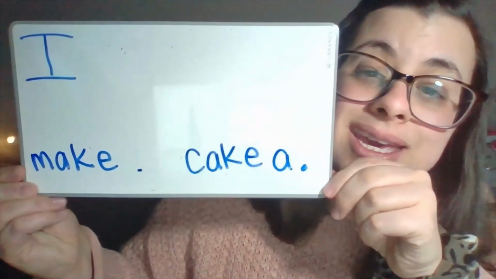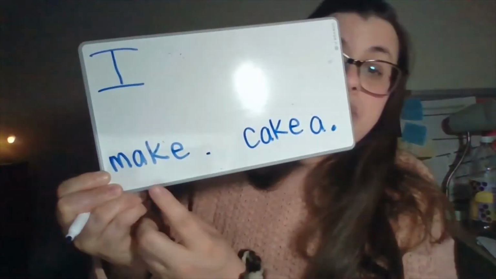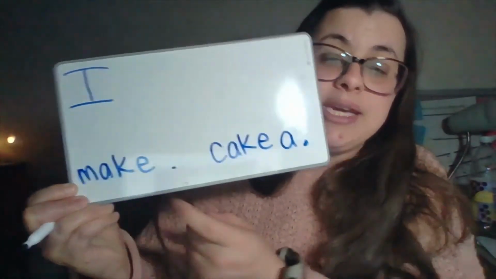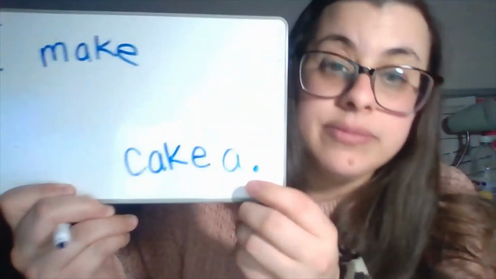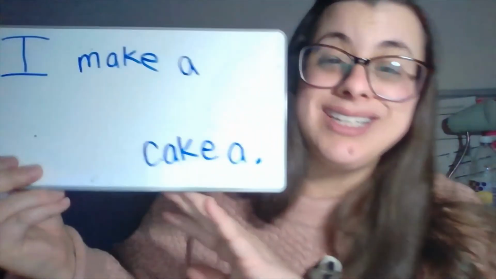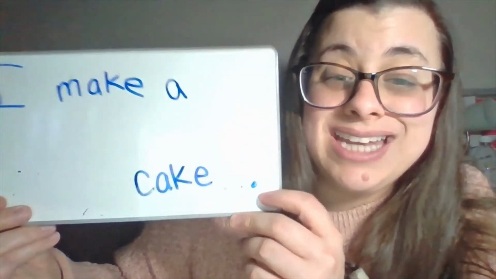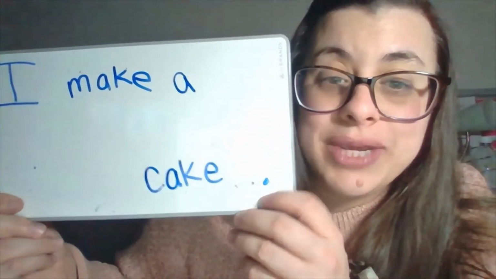I make a cake. Make is a sight word from this week. And I know that this is make. Make. What word comes next? A. You're right. A. And then I know a period goes at the end, so we're going to leave that until we get to the end.